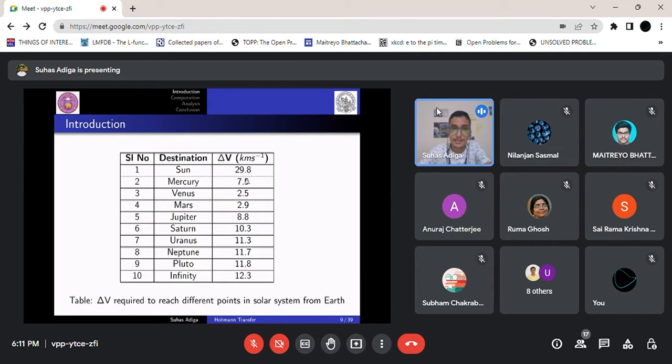While for Mercury it is 7.5, and for Venus it is 2.5. This is in kilometers per second. For Mars it is around 2.9, Jupiter around 8.8, Saturn 10.3, Uranus 11.3, then Neptune 11.7, followed by Pluto at 11.8. And if you want to go to infinity, then it is 12.3. So you can clearly see that it is about to converge to this point. This is one observation you have made.